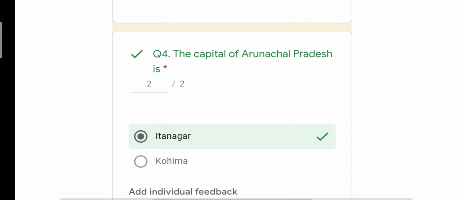Now question number 4. The capital of Arunachal Pradesh is, this most of you have got correct. The capital of Arunachal Pradesh is Itanagar, and Kohima is the capital of Nagaland. That is why Itanagar is the right answer.